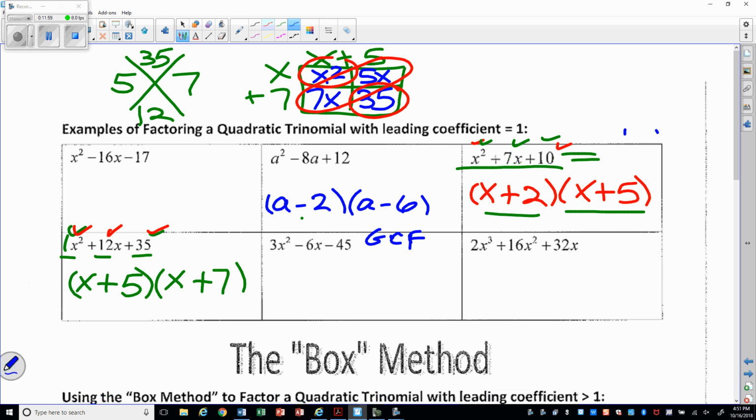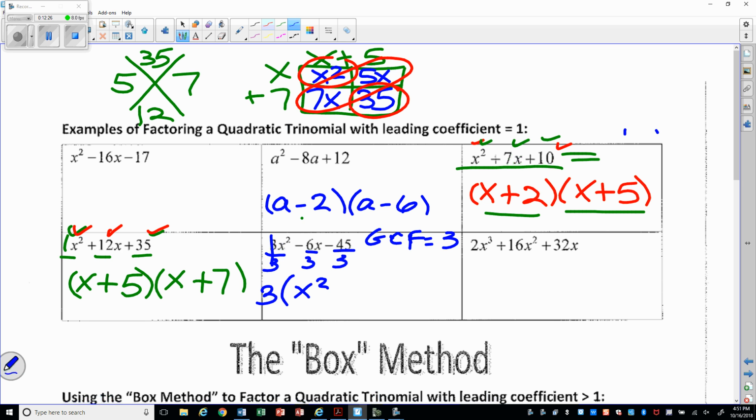Well, 3 divided by 3 is 1, 6 divided by 3 is 2, and 45 divided by 3 is 15. So I can get rid of that 3, because it's a common factor. But don't forget about it. So now I bring down the 3, and then I have x squared.